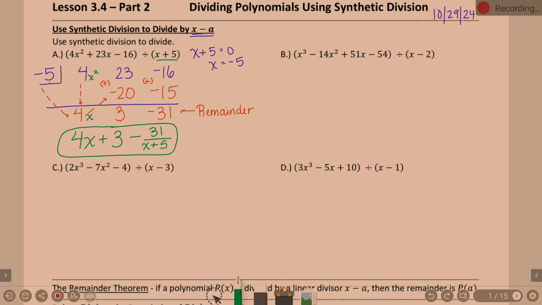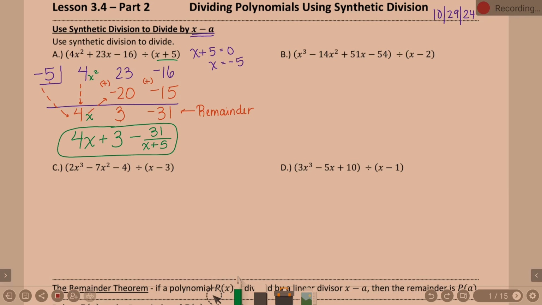So 4x plus 3 minus 31 over x plus 5. If you flip back to the first polynomial long division we did yesterday, same problem, same answer. The middle part looks 100% different, doesn't it? Okay. Questions there? We'll go through some variations. We'll look at some pieces there.